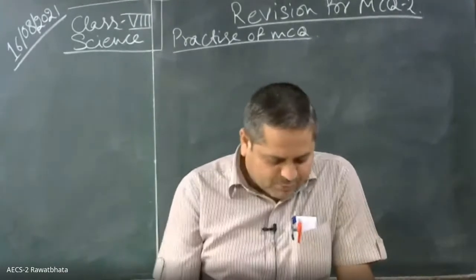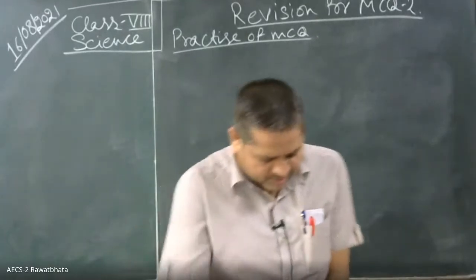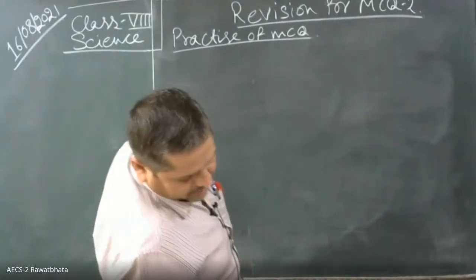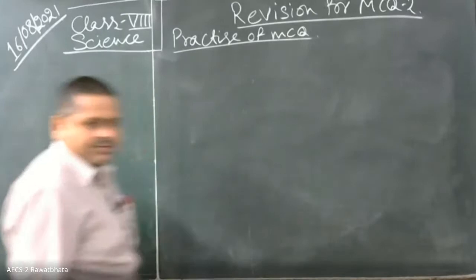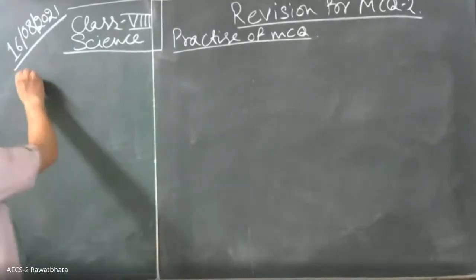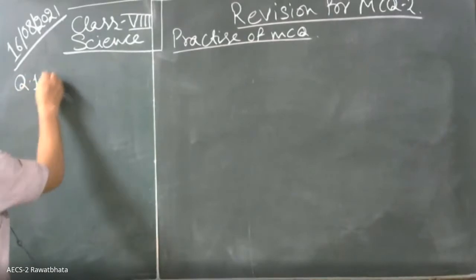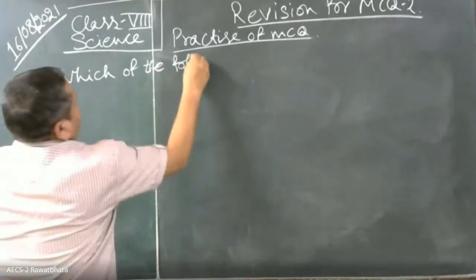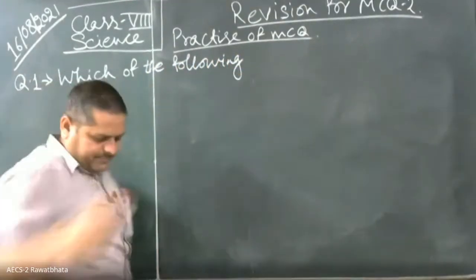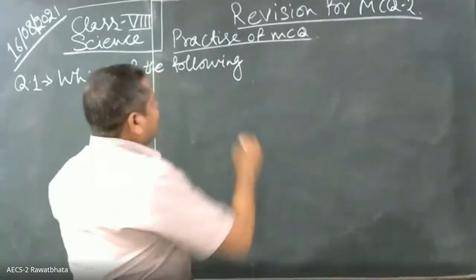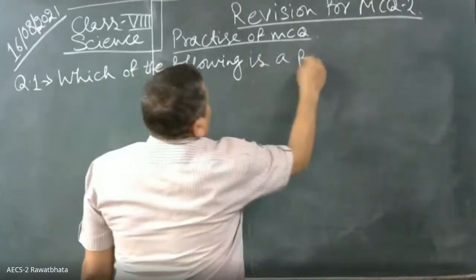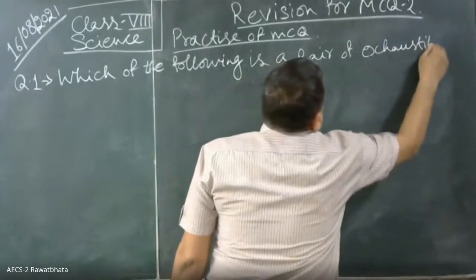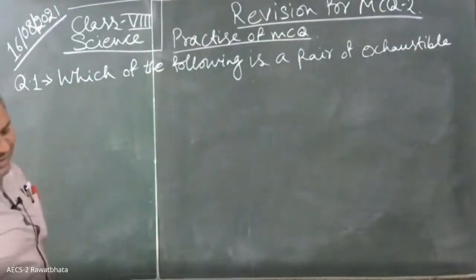Now, let us practice some questions, children. Question number 1. Which of the following is a pair of exhaustible natural resources?